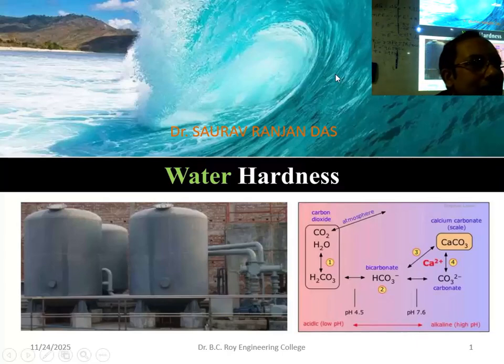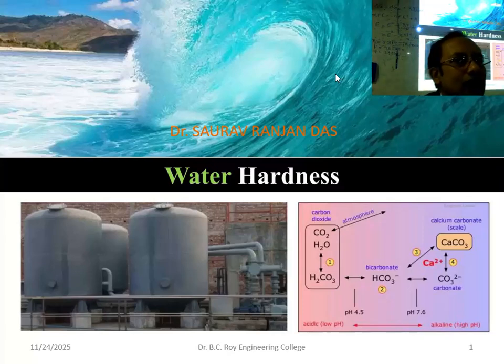Water hardness. This is the topic. Different types of water you can find: some are called hard water and some are soft water. Soft water means it contains a little amount of salt, TDS, total dissolved solids, in very small quantity. And hard water means it contains salt in a large quantity.